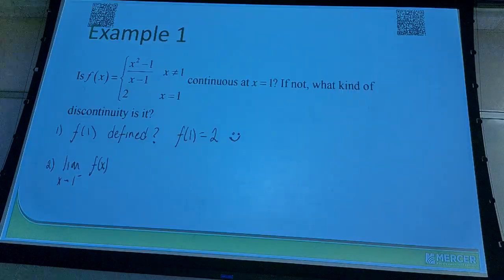So check the one-sided limits. Limit from the left. Actually, I don't think I even need to do left or right-handed limits in this case. But I will anyway. If we're approaching 1 from the left, which piece is it? The bottom piece.